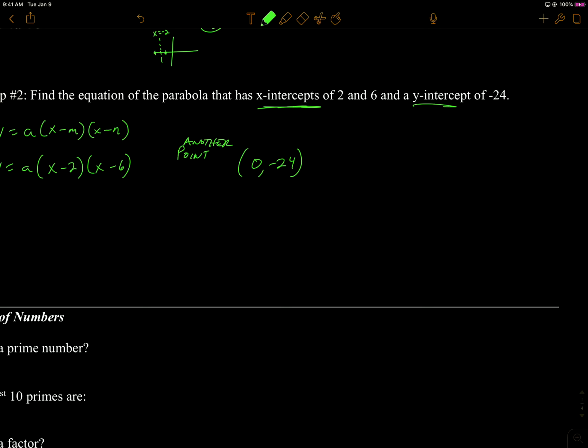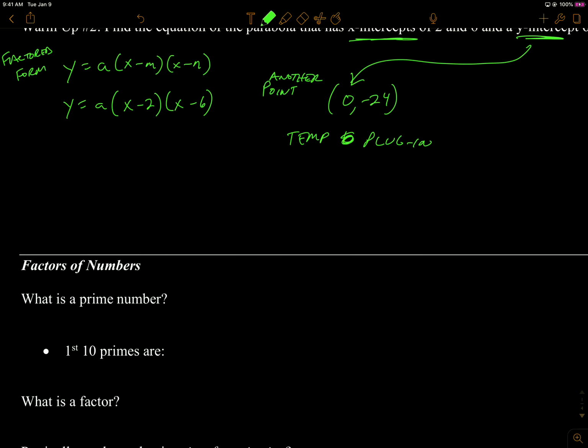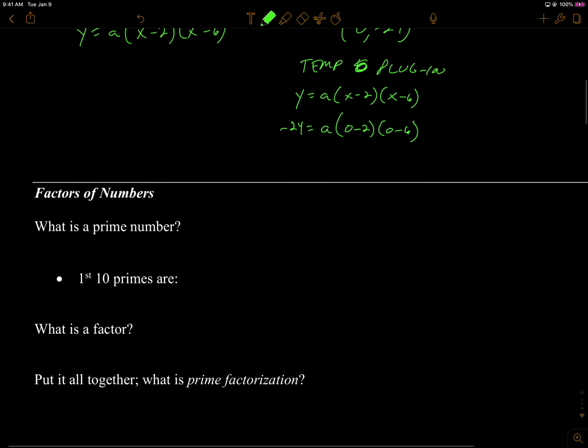Why do I know that? Because the y-intercept always has an x of 0. I'm going to use that other point temporarily, I'm going to temporarily plug it in to find my a. So -24 goes in for y. Here, let me rewrite the equation over here: y equals a times (x - 2) times (x - 6). I'm going to plug in -24 for y, a stays, plug in 0 for x. So -24 equals a times -2 times -6.